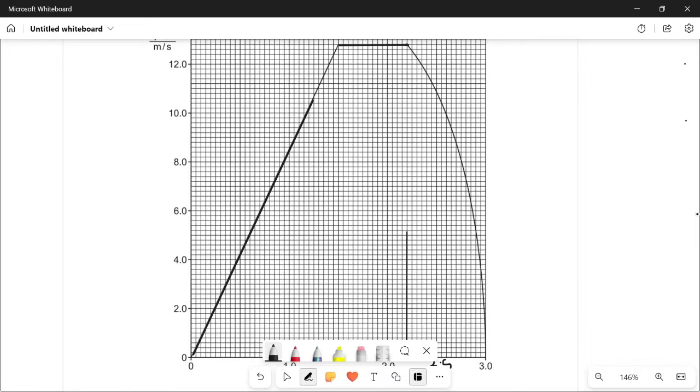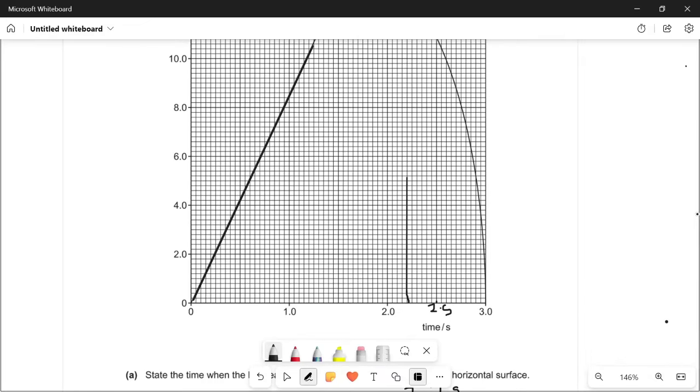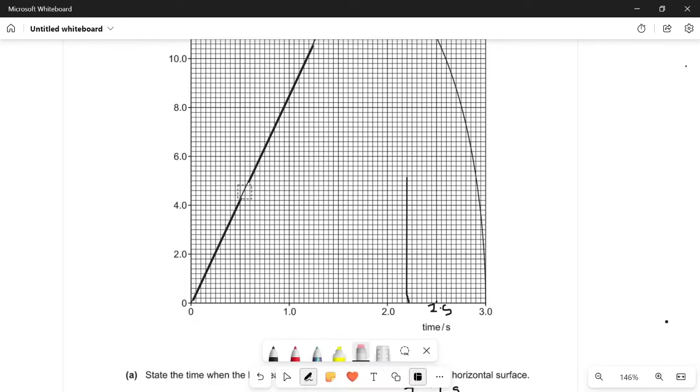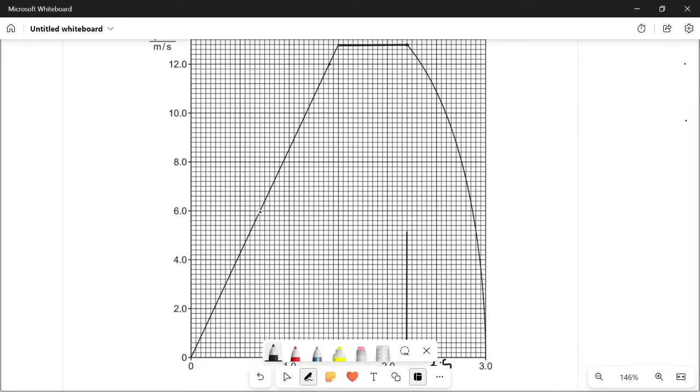So to determine the acceleration, we just have to pick 2 points from the graph. Let me just read this to make it clearer. To make it easier, we could pick this point over here and also this point.